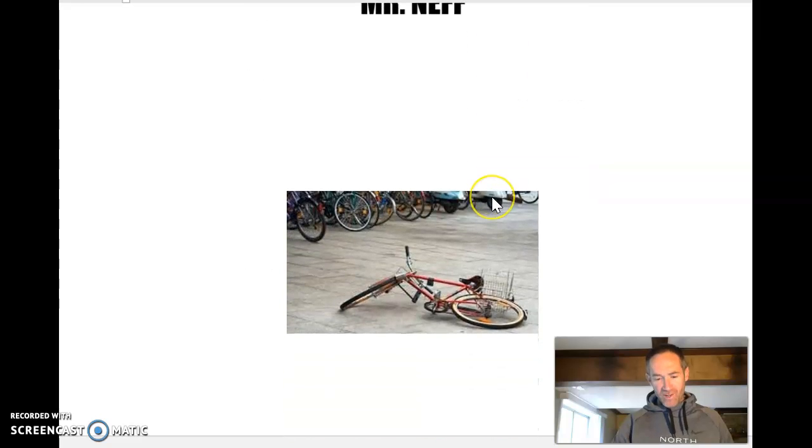Today let's talk about total internal reflection. But before we do, why couldn't the bicycle stand up on its own? I'll tell you at the end of the video.